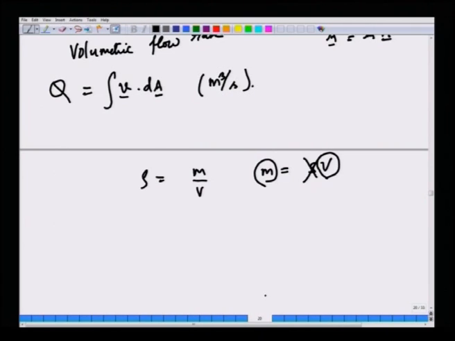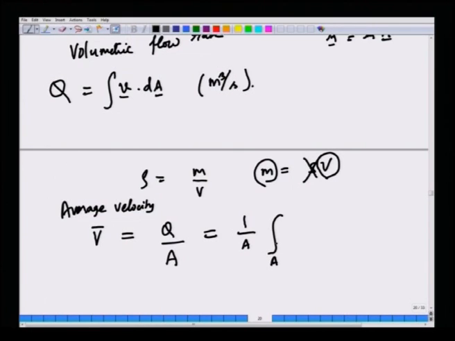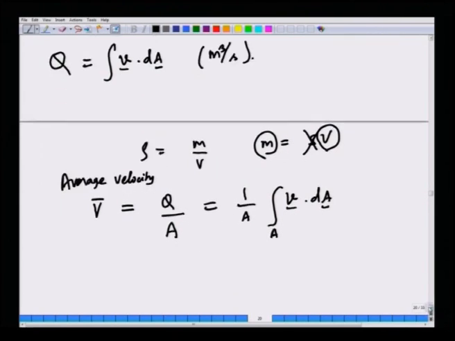Now, sometimes it is useful to think of an average velocity, averaged over the cross section area. So, this is Q, the volumetric flow rate, divided by the area of cross section, 1 over A integral V dot dA. V dot dA is Q. So, Q by A is 1 over A integral V dot dA. That is the average velocity at a cross section, velocity averaged over the cross section.